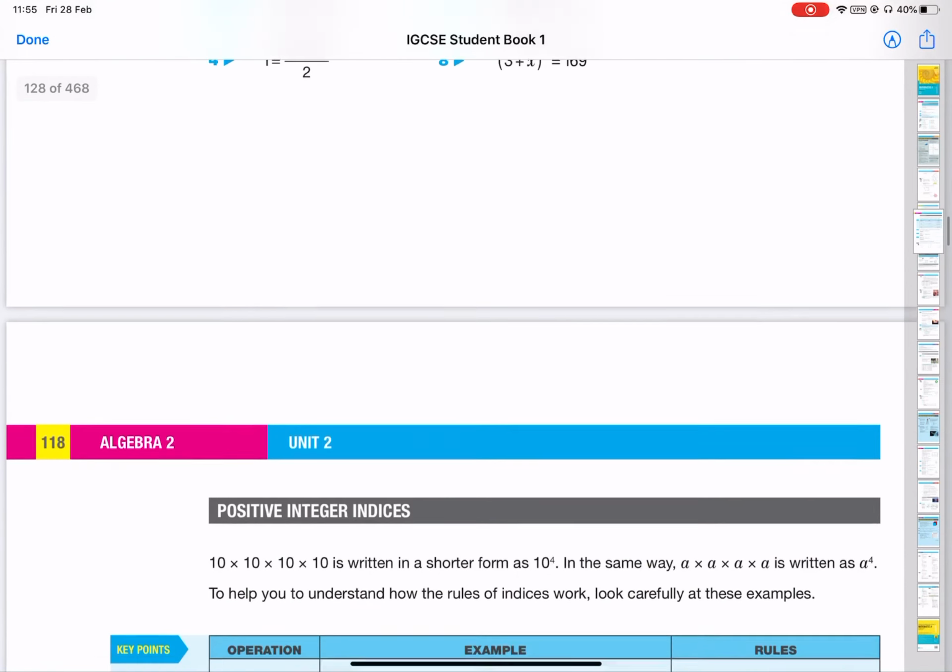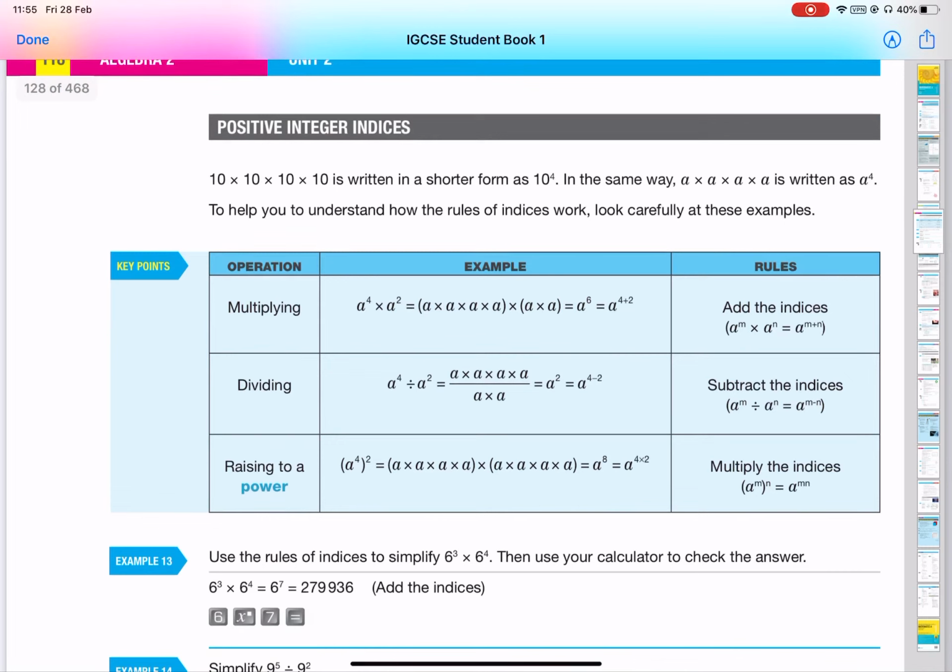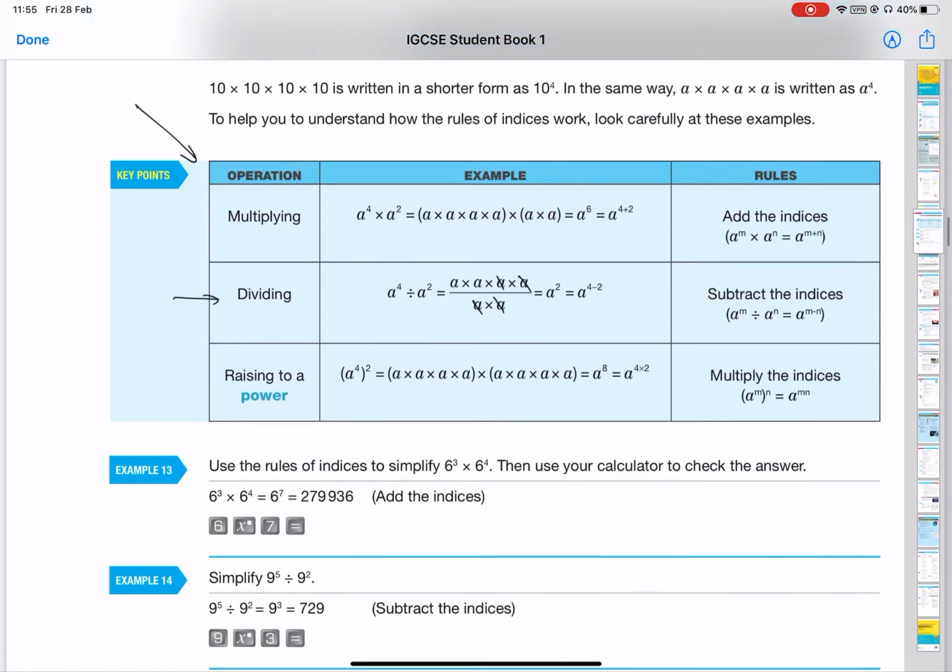Positive integer indices. I think this actually is explained very, very well right here. They do exactly what I would do. The only thing they don't do is, when they're saying for division here, well, where does that happen? Where do you get a to the 4 divided by a to the 2? Well, that's going to cancel with those. And that's why you have that subtraction of the indices. That's the only reason there. But like I said, I think that's quite a good explanation right there.